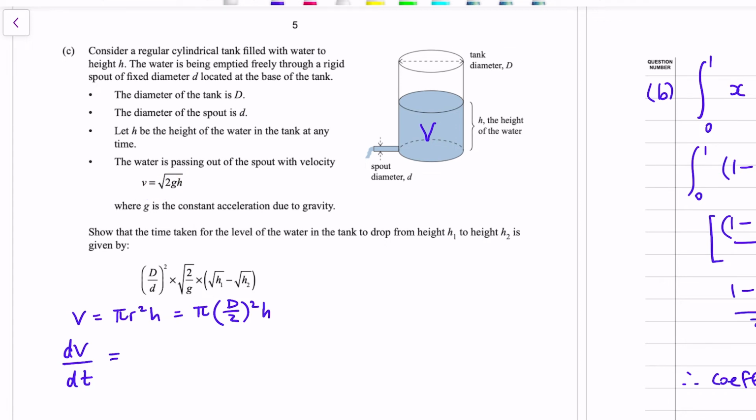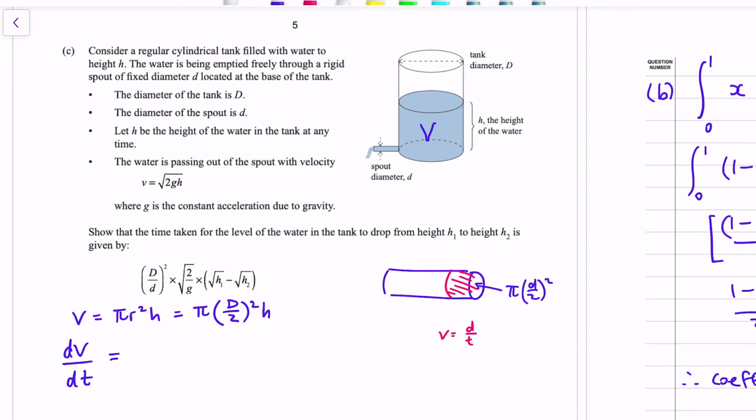Okay, so dV/dt is, if we imagine the spout here, we've got some area, pi times little d over 2 squared. That's the area that the water can go out. And then in a small unit of time, this is how much water would go out in, say, 1 second. You know the relationship between distance and speed. So we've got velocity is distance over time.